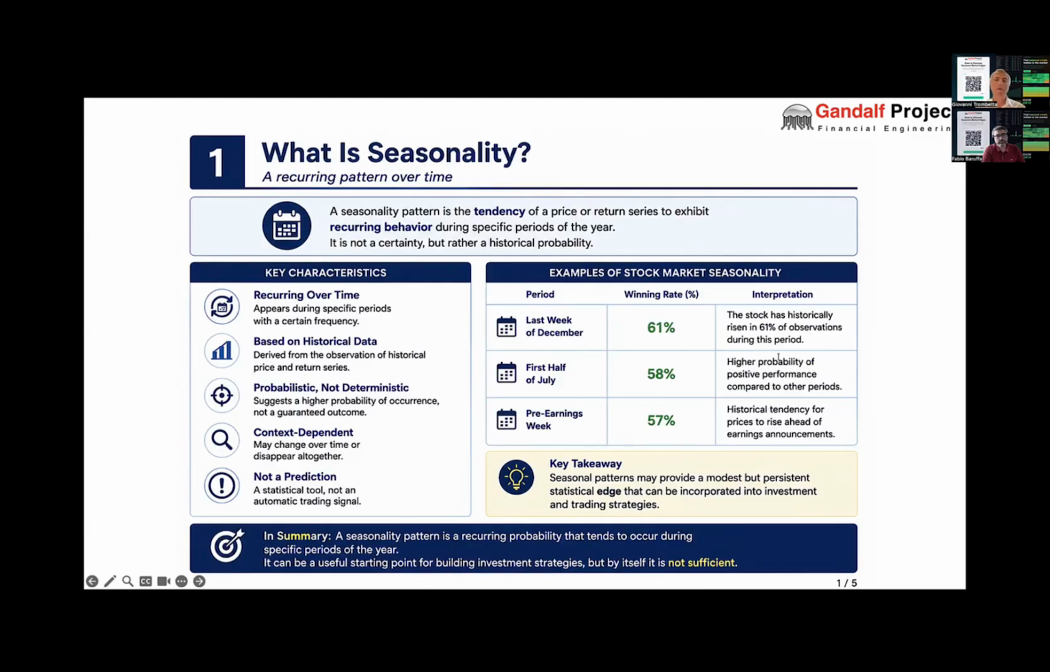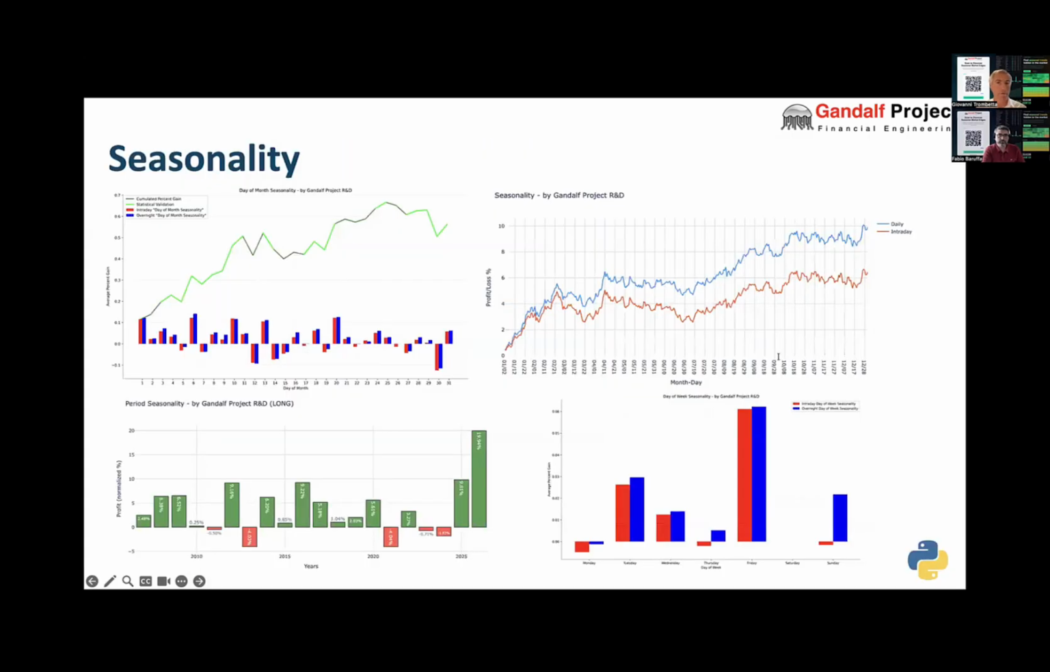Seasonality can provide a useful statistical edge. The challenge is transforming that weak edge into something economically meaningful and robust, if possible. So if seasonality provides an edge, the next question is, how reliable is that edge? Let's look at the statistical significance of this kind of pattern.